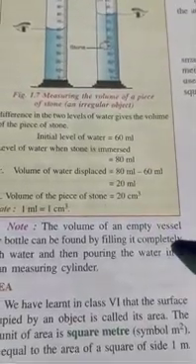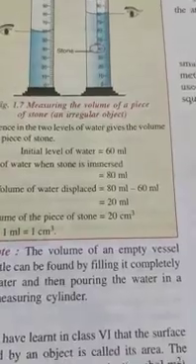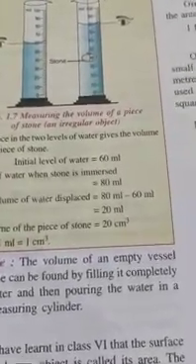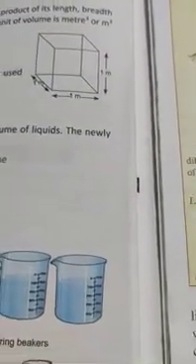The volume of an empty vessel like a bottle can be found by filling it completely with water and then pouring the water into a clean measuring cylinder. Okay, so revise volume, children. Density we will understand in the next class.